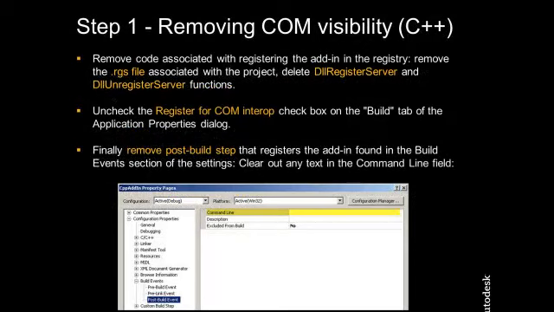Concerning the C++ add-ins, you need to remove the code associated with registering the add-in in the registry. For that, you can simply delete the RGS file associated with the project, and remove the DLL register server and DLL unregister function. You then need to uncheck the Register for COM Interop checkbox on the Build tab of the Application Properties, and finally remove the post-build step that registers the add-in, located in the Build Event section of your settings. You can clear out any text in the command line field as illustrated below.